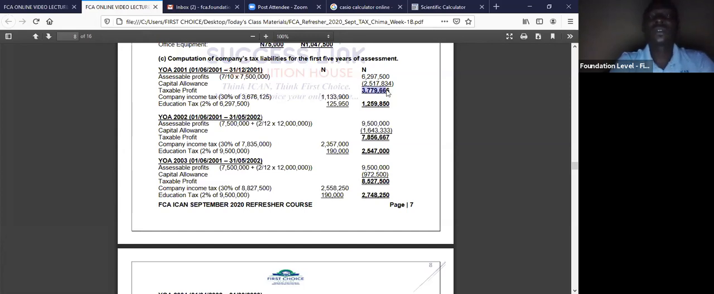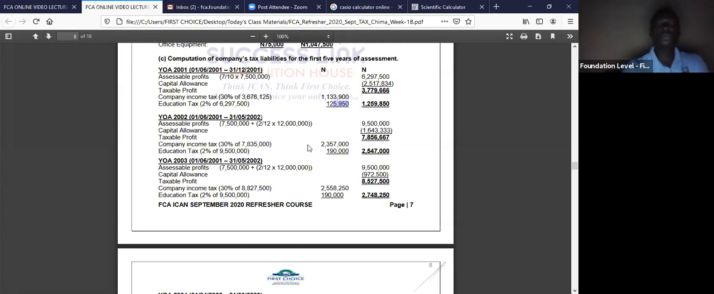Now you are going to look for 30% of this figure. Since it's a company, that will be your company income tax. Then you look for 2% of this figure. That will be your education tax. So that's all for year 1.